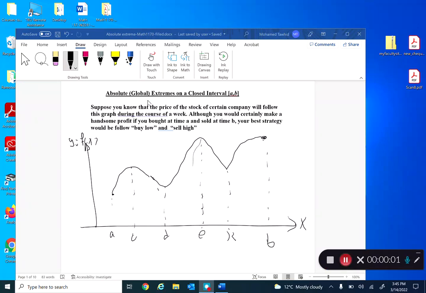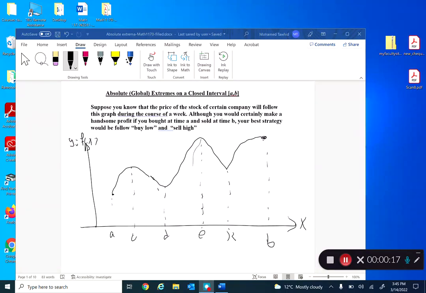Hi everyone. Today we are going to have the first application of the derivative: how to get absolute or global extrema. Extrema here means minimum or maximum over a closed interval. They give you a closed interval.